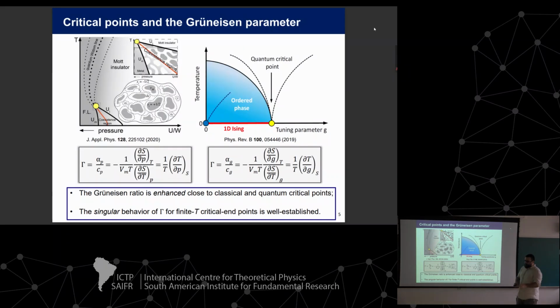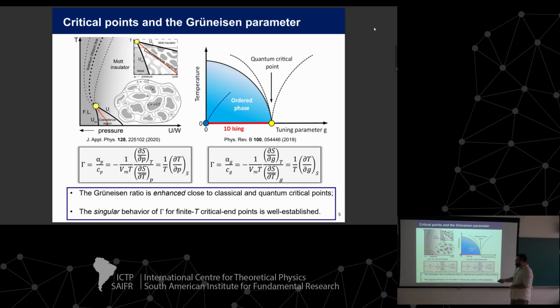So, before talking about quantum computing at all, I'm going to make a brief review of the Grüneisen parameter. The Grüneisen parameter is a thermodynamic parameter that encodes the ratio between the thermal expansion, how much a system increases or decreases its volume when you increase or decrease temperature, and the specific heat. So why is this parameter important? First, because you have a connection between thermal expansion and specific heat. This is a fundamental aspect of this.